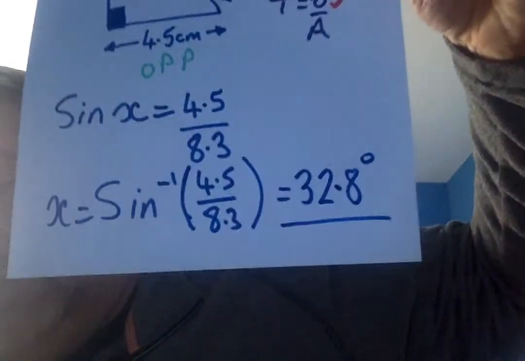And I always like putting it in as a fraction. So I'm going to do 4.5 divided by or over 8.3. I'm going to close my brackets. So it looks exactly like your workings. I'm then going to check them in degrees mode, which I am. And again, depending on the accuracy you're after, I'm going to go to the nearest one decimal place. So 32.8 degrees. Hope that helps you.